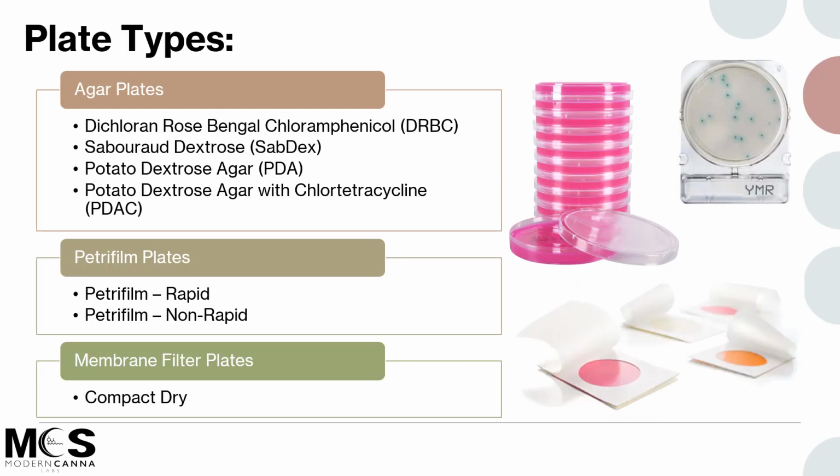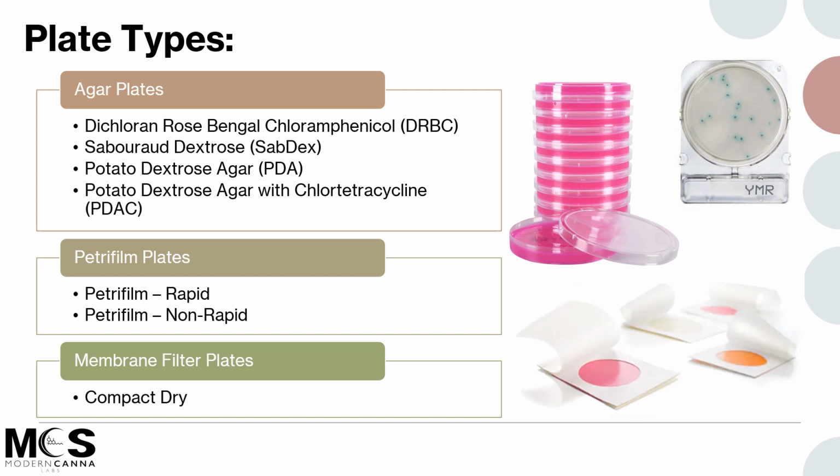The next thing that I want to talk about with culture-based plating methods is the fact that there are different types of plates, medias, and or agars that can be used. And on this slide, I've listed out some of these plate types. So first up, we're going to have agar plates, and these are sterile petri dishes that contain a growth medium that has been solidified with agar and in some cases other nutrients and or antibiotics. And the four most common agar plates and the ones typically used by laboratories include DRBC, Sabdex, PDA, and PDAC.